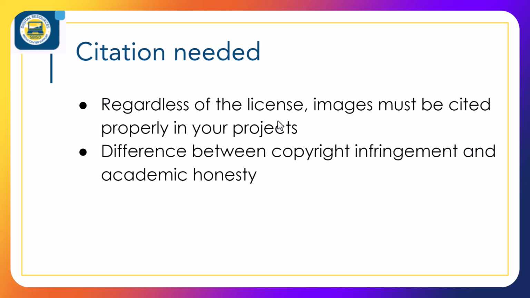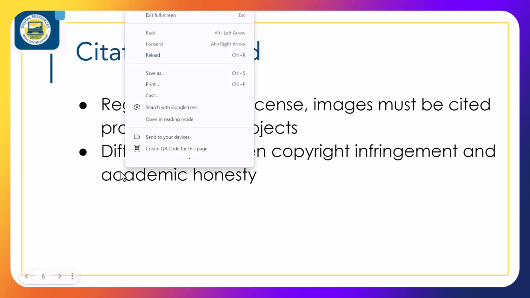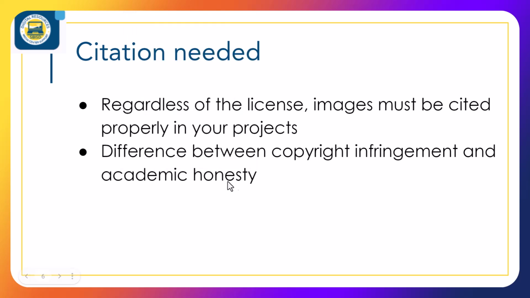Now, regardless of the license, even for public domain, you have to cite your images properly in your projects. And this is the difference between copyright infringement and academic honesty. Let's say, for example, the Mona Lisa, that is in the public domain. Nobody owns the copyright on the Mona Lisa. However, you cannot use the Mona Lisa in your project and try and pass it off as your own. First of all, nobody's going to believe you. And second of all, that is plagiarism and academic dishonesty.